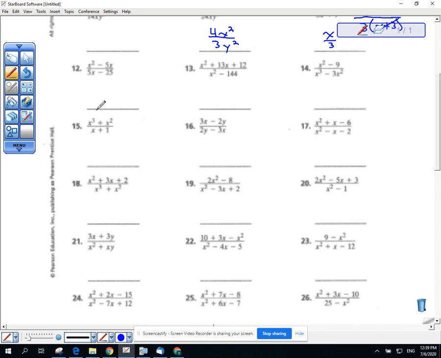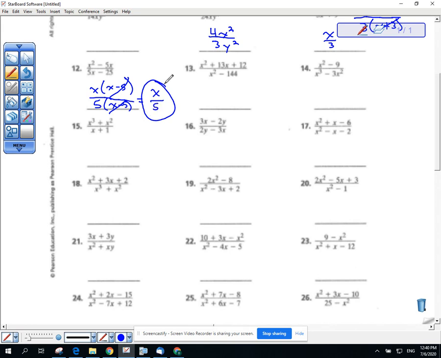Number 12. Factorable, you can take out an x minus 5. Factorable in the denominator, you can take out a 5, which would leave you with x minus 5. The x minus 5's would cancel, and you have just x over 5. That's simplified. Okay, now we're going to shift gears a little bit again.